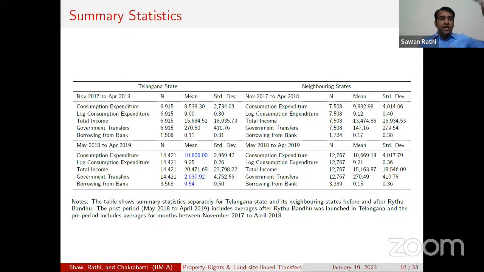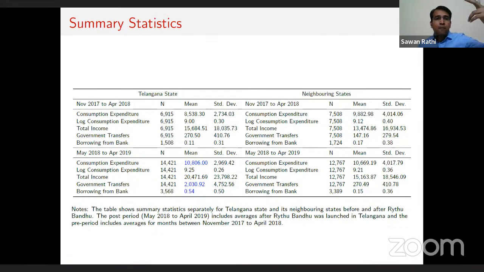Within Telangana, we have bifurcated into two parts. Above is before Raitu Bandhu, and below is from May 2018 when the Raitu Bandhu transfers happened. What you need to focus on here are the blue things that I'm showing. Look at the consumption expenditure: N is the number of households, and mean is the amount of consumption expenditure in rupees. So it is 10,806 rupees with some standard deviation. Just above, on the same line for Telangana before Raitu Bandhu, you would see it was 8538 rupees.